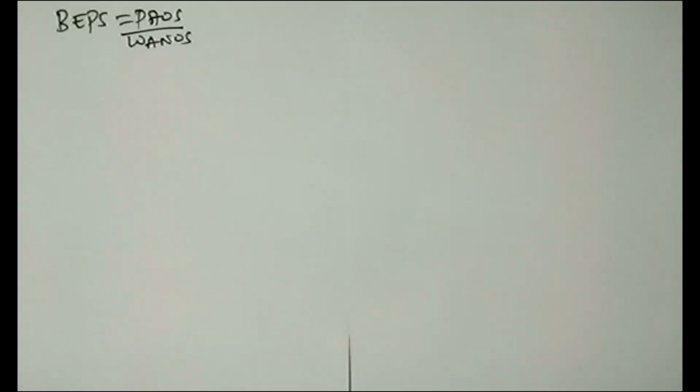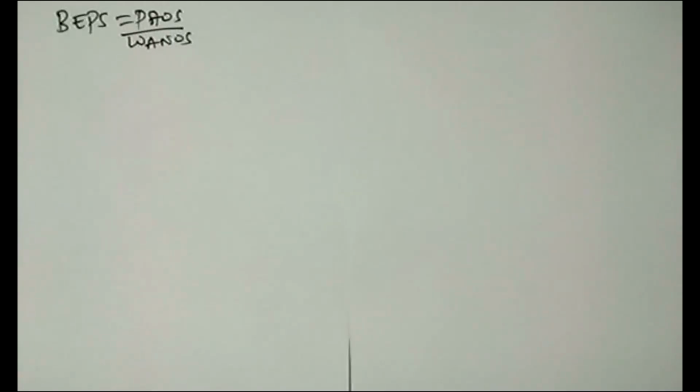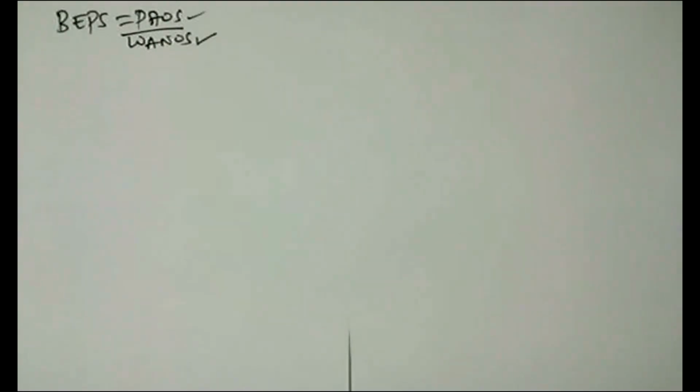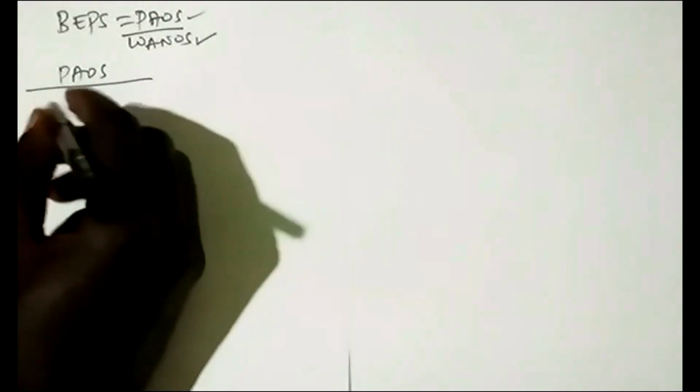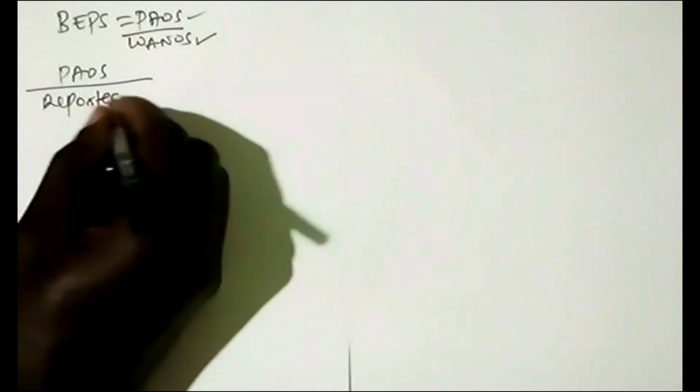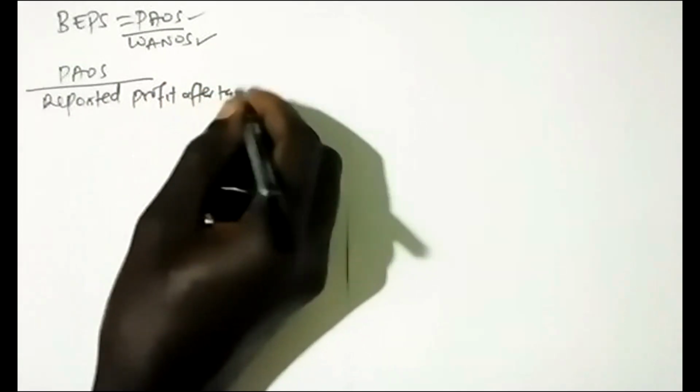For this question of 2013, where we are supposed to start is the determination of PAUS, the profit attributable to ordinary shareholders, because we have said basic earnings per share is all about the profit attributable to ordinary shareholders divided by the weighted average number of ordinary shares. The PAUS is all about the reported profit after tax.